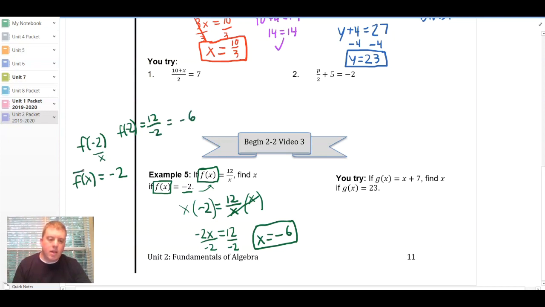When we have the whole f of x equal to a number, and that number is not inside the parentheses, that is when we replace the f of x. So that is what we did in this problem. We did f of x replaced with negative 2 equals 12 over x. So I just wanted to highlight the difference between when you see the f of negative 2 in parentheses, and when you see f of x equals negative 2. You're actually doing two different things.